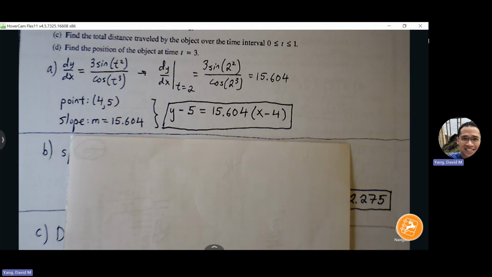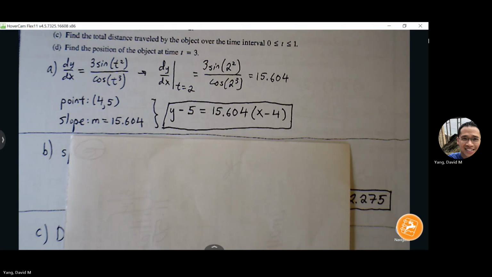So dy/dx can be broken down into dy/dt over dx/dt. There's no need to even do anything without doing math. It's already in derivative form, so we just have to do direct substitution, replace your t with 2, get your slope, take your point, and then use point-slope form.